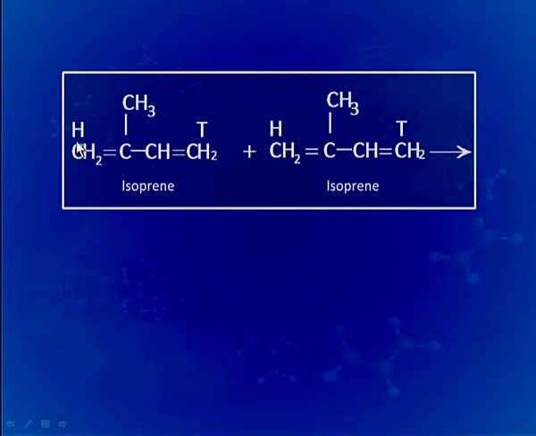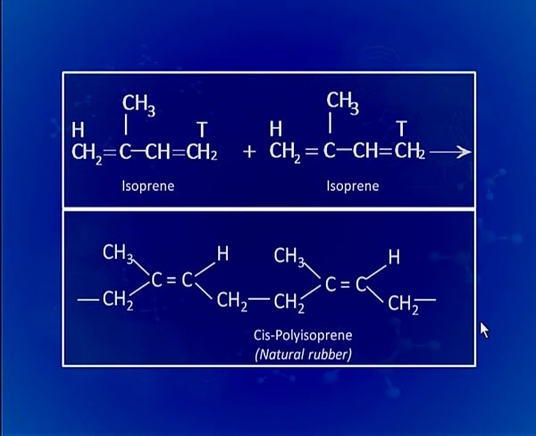This side is known as the head and this side is known as the tail. So, we can see how the tail is being attached to the head, and in the same way this addition will be continued and finally we will be getting the cis form of polyisoprene. Why is it called cis? We can see here across this double bond the smaller groups are methyl and hydrogen and these two groups are on the same side of the double bond.